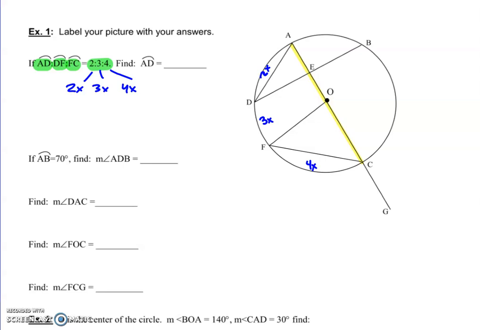Now, since I told you guys a diameter creates a semicircle, and in a semicircle we have 180 degrees, I can create a pretty simple equation understanding that concept that looks like this. 2x plus 3x plus 4x equals 180. Now we have to use up all our x's. Well, that's simple. 2x and 3x is 5x plus 4x. That's 9x equals 180. Divide by 9. So x equals 20.